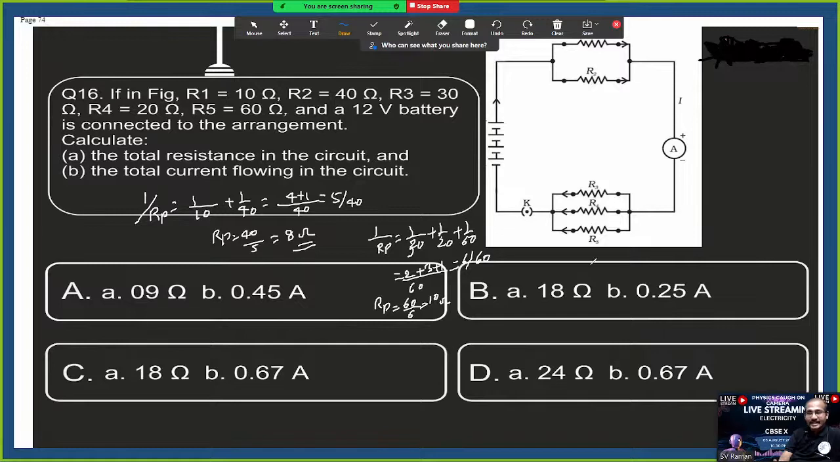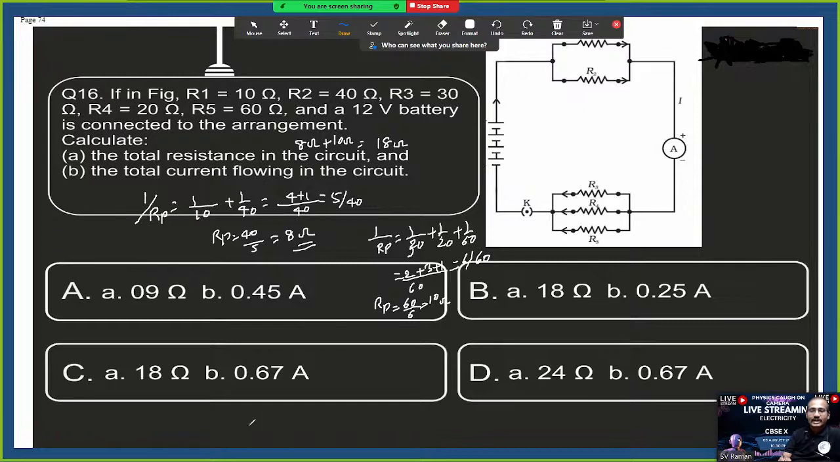And again all are connected in series. So 8 ohms and 10 ohms. The total resultant resistance is again 8 ohms plus 10 ohms, which comes as 18 ohms. So probably option B and option C, but still there is a question, the total current flowing through it.